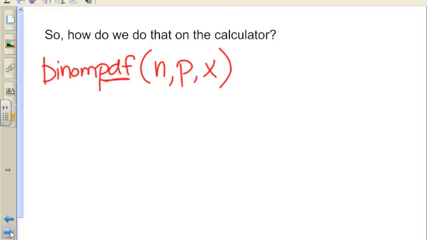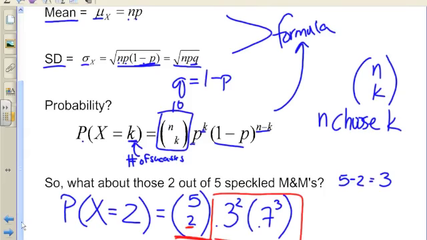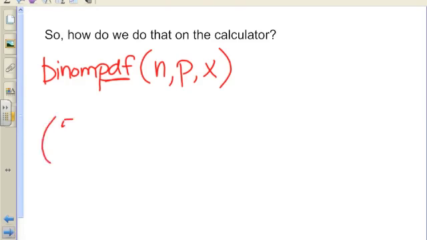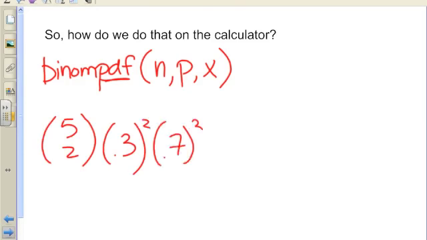So you need to be able to write it this way. So you should be able to write 5 choose 2, 0.3 to the 2 times 0.7 to the 3 equals, then you're just going to copy the answer down from your calculator. But you'll type it in this way. I remember NPX because nobody plays the xylophone. And remember, N is the number of trials.